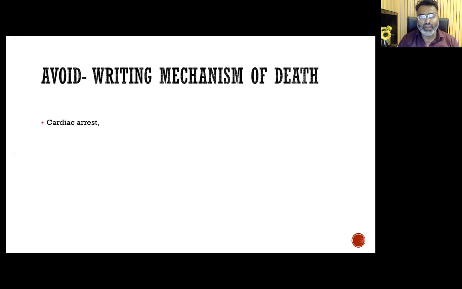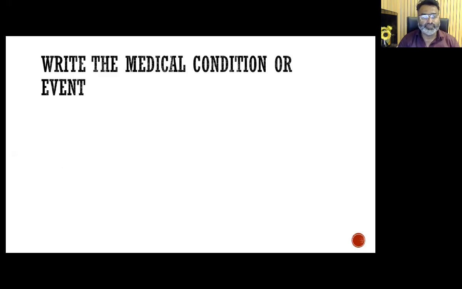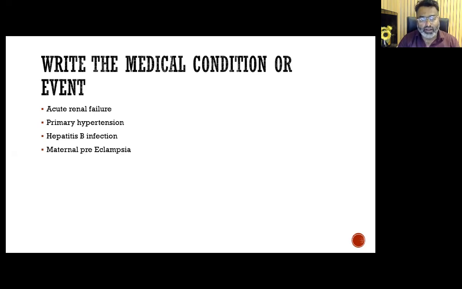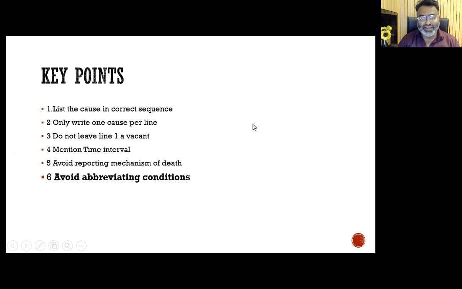You should not mention mechanism of death like cardiac arrest, hypotension, respiratory distress, respiratory failure, because these are terminal events. Invariably, they will occur in all deaths. So don't mention mechanism of death, mention cause of death. Why did this occur? So write the medical condition or the event which occurred, like acute renal failure or primary hypertension or hepatitis B infection or maternal eclampsia or bronchial asthma or fall from a ladder. So we need to mention the medical condition which led to the cause of death. Are you getting the point?